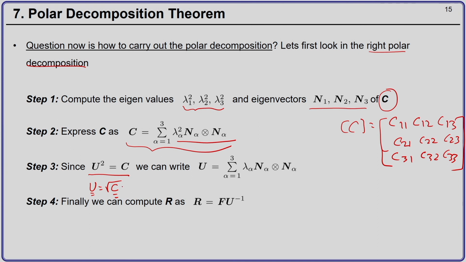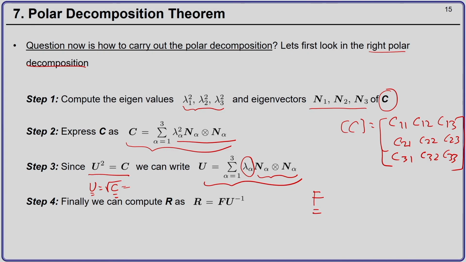So, here we have to take the square root of C, which means I take the square root of the eigenvalue. The eigenvalue of C was lambda square, so it becomes lambda. The eigenvectors remain the same, so I have n alpha tensor product n alpha. So, U will be nothing but summation over 1 to 3 of lambda alpha n alpha tensor product n alpha. So, step 3 will give you the right stretch tensor U.